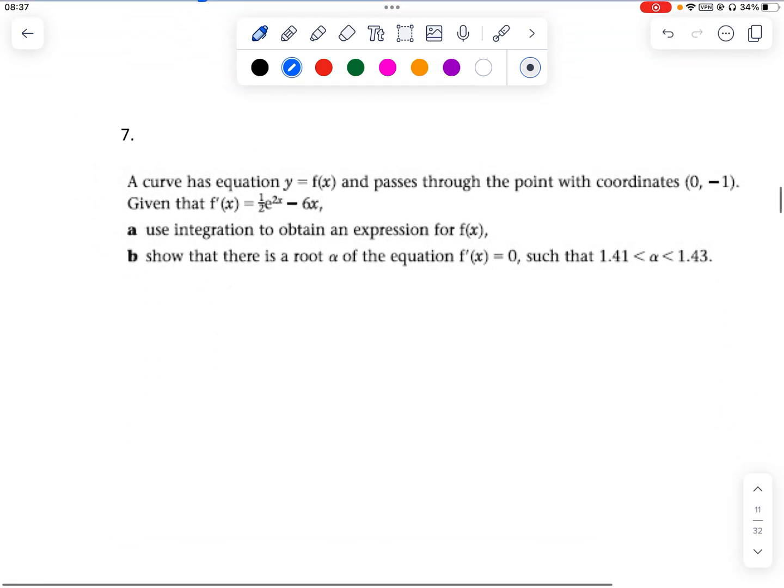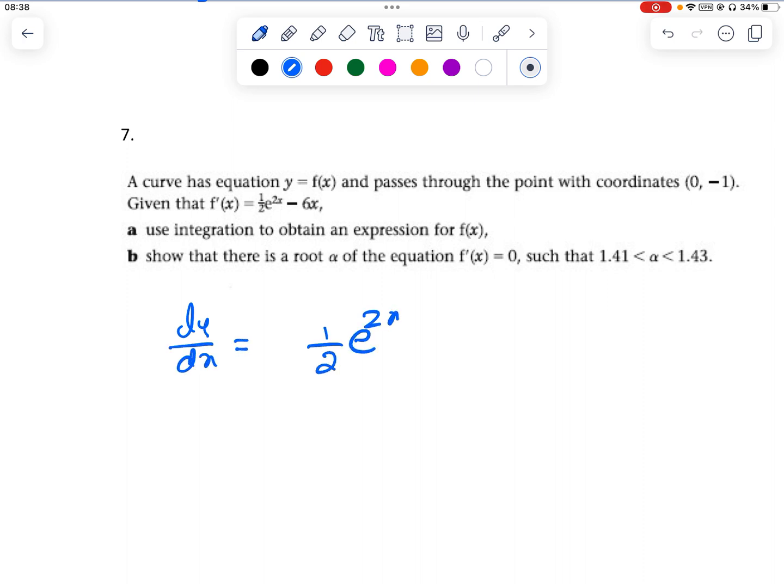Question number 7. A curve has an equation f of x and passes through the point with the coordinates 0, negative 1. Given that f prime x equals this much, use integration to obtain an expression for f of x. So basically f prime x means dy by dx equals 1 upon 2 e power 2x minus 6x. So dy equals, it's just like integration in differential equations, dy equals 1 upon 2 e power 2x minus 6x dx.